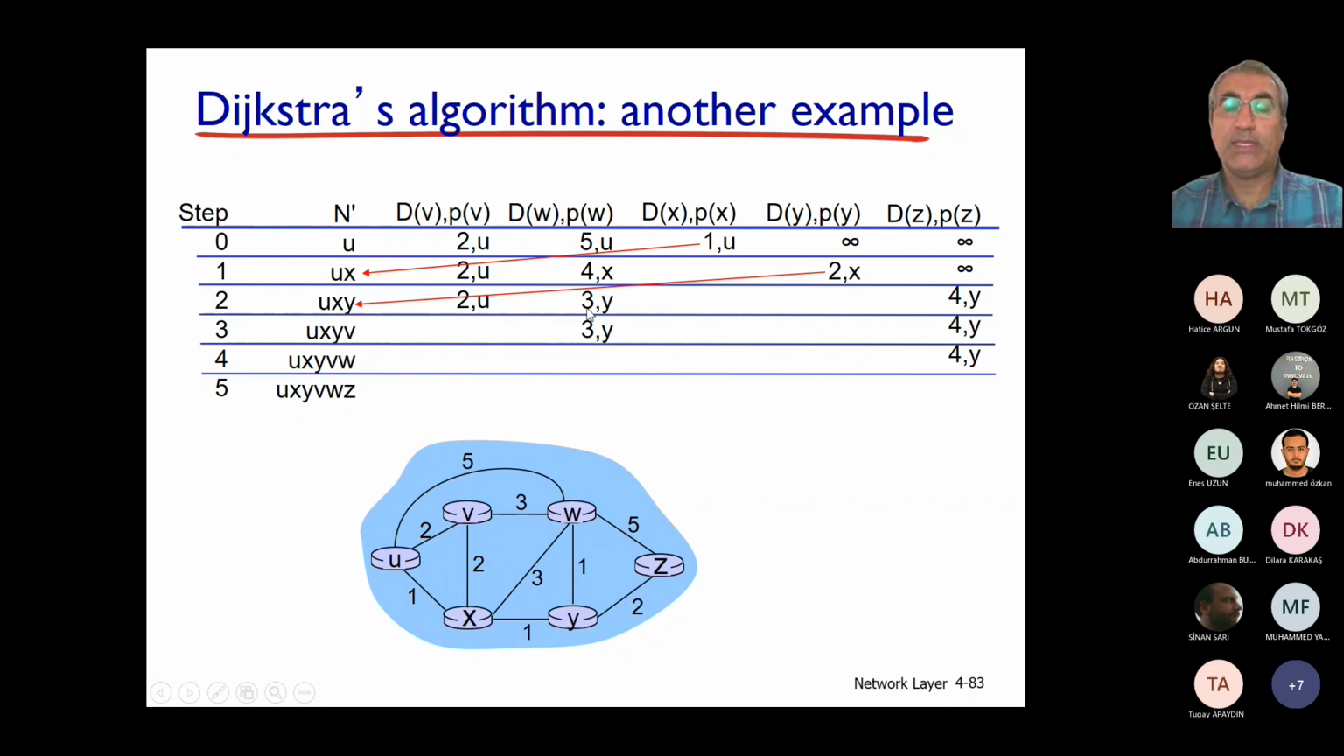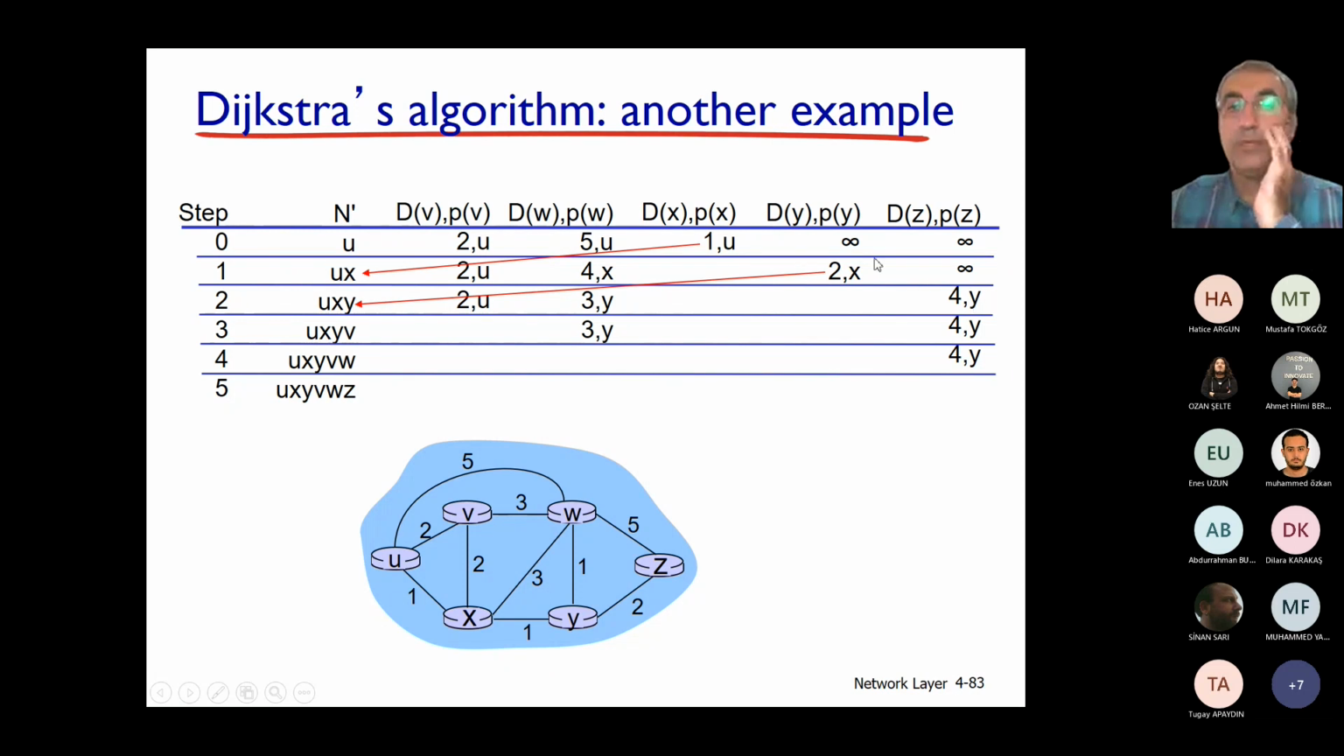And then the next one is D(W). So it looks like we have a new path because we added Y. Now W is adjacent to Y, and the alternative route is 1 plus 1 plus 1 equal to 3, which is less than the previous value 4. That's why we update it to 3. And the predecessor, of course, is going to be node Y.